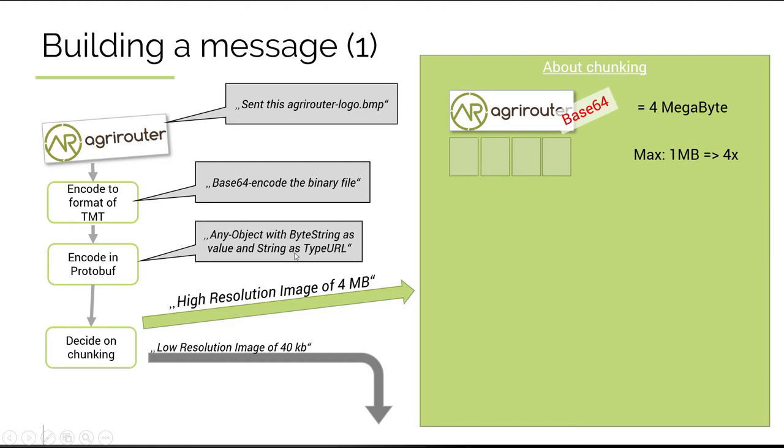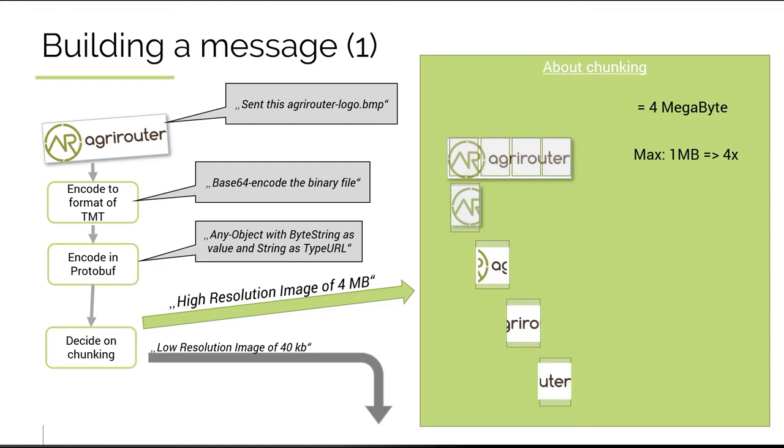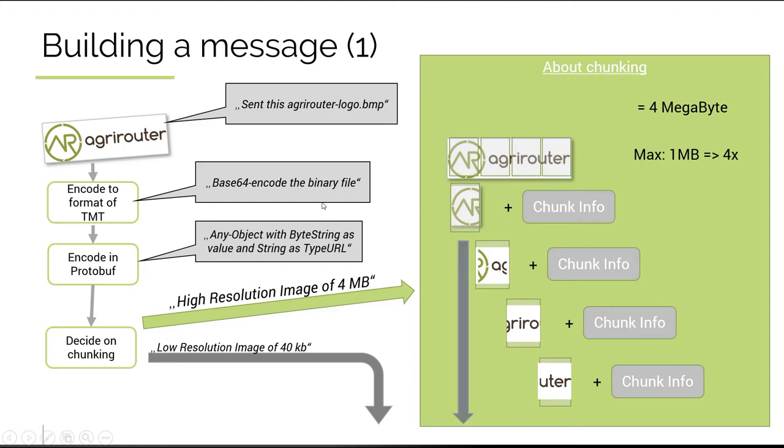So what does that mean? That means we take our picture and cut it in 4 pieces. Here are our 4 pieces and we have to add the chunk info. The chunk info is one field in the protobuf message that we have to use. And it is an optional field. So if you don't do chunking, you don't have to set the chunk info. But as we do chunking here, you have to set it. And then you have to send all those 4 packages one by one.